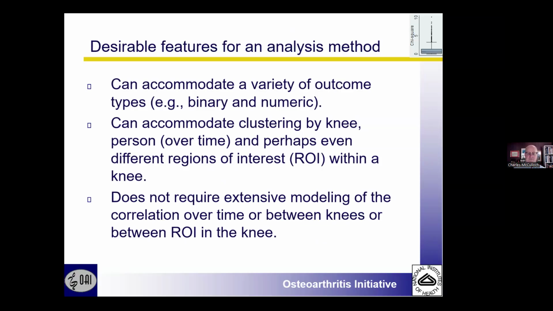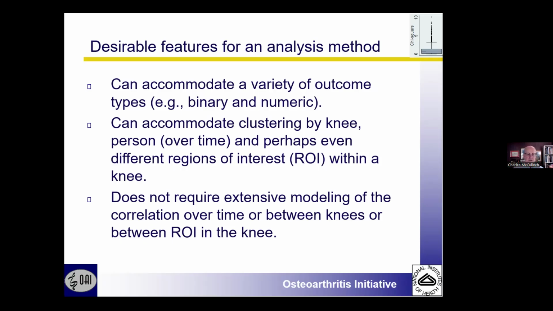All right, so what would we want out of an analysis method to accommodate clustered or longitudinal data? We'd want it to be able to accommodate a variety of different outcome types, key ones being binary or numeric. We'd want it to be able to accommodate clustering by knee, person, longitudinal over time, perhaps even different regions of interest within a knee. And we would not necessarily want to spend a lot of time modeling the correlation. Usually the correlation is sort of a nuisance factor. We need to accommodate it, but we're not really that curious about it.